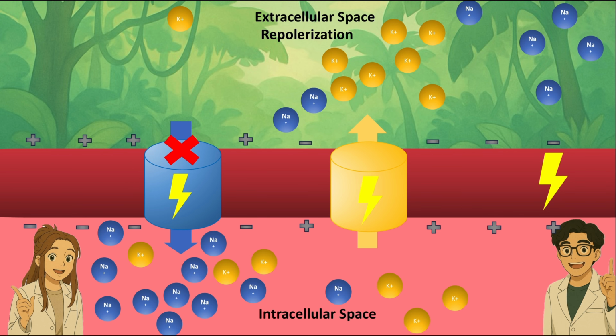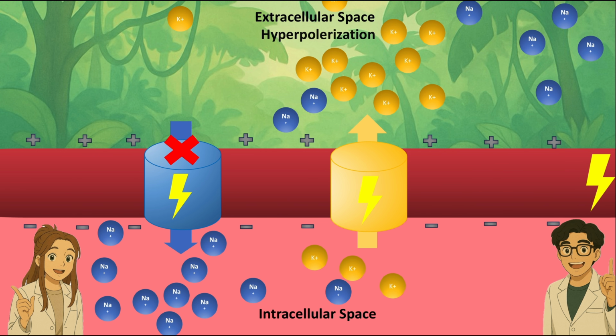But potassium channels are a little slow to close, so the neuron dips below the resting potential to about minus 75 to minus 80 millivolts for a short time. That's called hyperpolarization. The neuron becomes extra negative, which makes it harder for another action potential to start immediately. This is the refractory period.